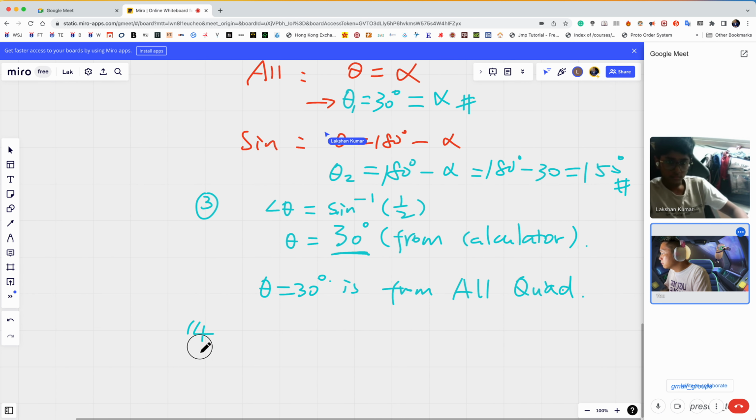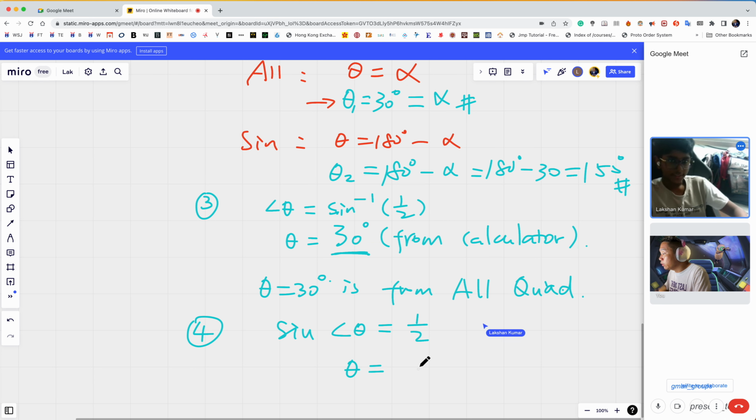Step 4. Sine of angle theta is equal to half. I know I'm a bit long-winded here, but this is the first attempt, so we need to be long-winded, okay? Good.